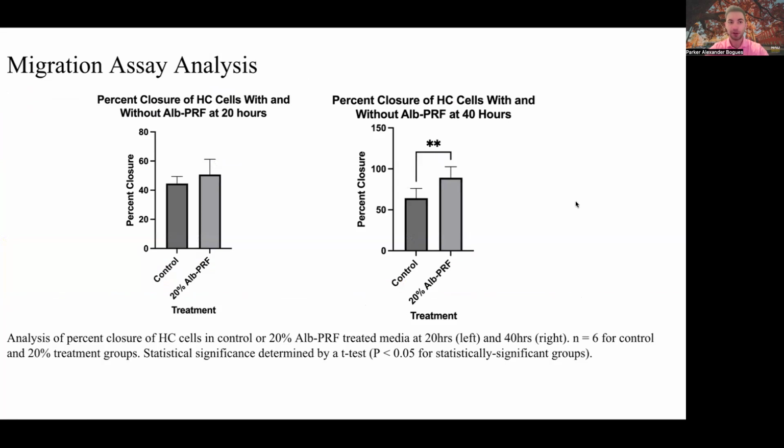So quantitatively, the figure on the left here is measuring percent closure up to 100%, of course. The figure on the left is at 20 hours. So the 20% treatment group, although not statistically significant to that of the control, did close more compared to the control. At 40 hours, again still measuring percent closure of the cells, the 20% treatment was statistically significant to that of the control, meaning that the treatment significantly enhanced the ability of these chondrocytes to go into this wounded area and to heal.